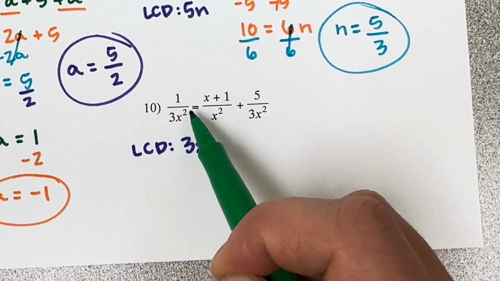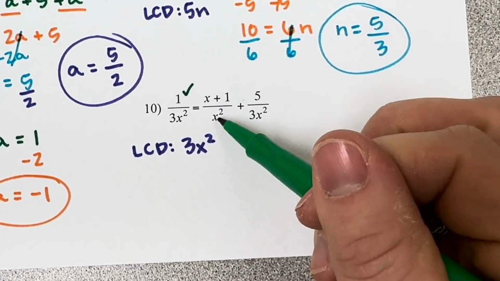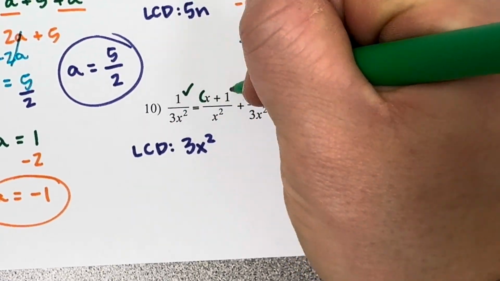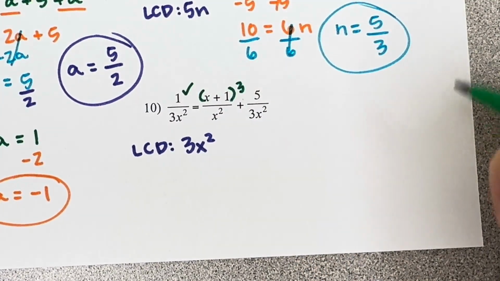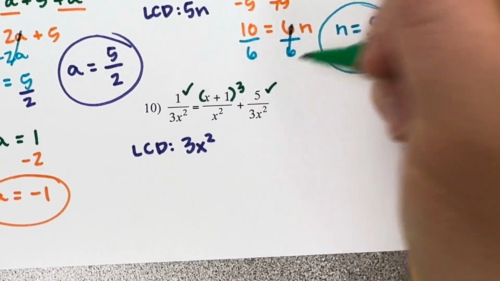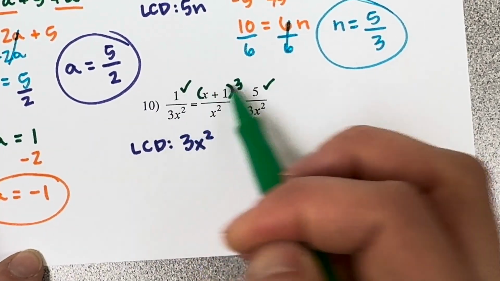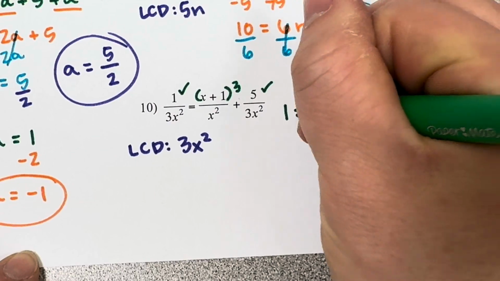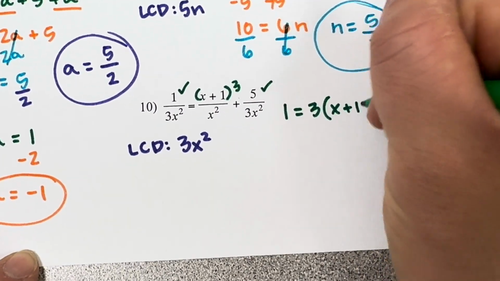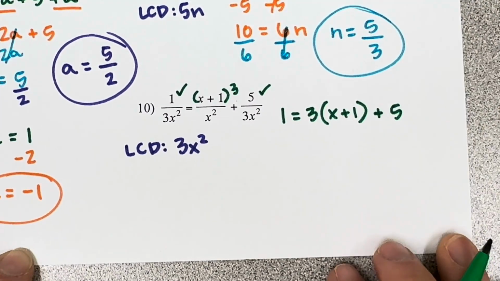So let's go ahead and multiply each piece that it needs. First fraction has everything it needs. Check. Don't have to multiply anything to that first fraction. Second fraction has the x squared, which means it needs the 3. So I'm going to have to take that whole little binomial and multiply it by 3. Third fraction has the 3x squared already. Don't have to multiply anything there. Okay, so now we just write out our numerators. 1 didn't have to change, so 1 equals 3 has to multiply to x plus 1. And 5 did not have to change, so plus 5.